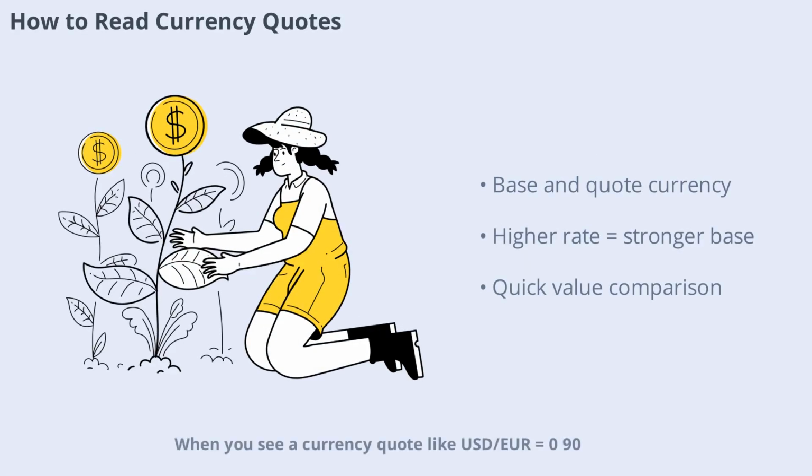If you see a currency quote like USD/EUR equals 0.9, it means 1 US dollar equals 0.9 euros. If the number goes up, the base currency is getting stronger. If it goes down, it's getting weaker. This simple format helps you quickly compare the value of different currencies. Next, we'll look at how these rates are used in real-life situations, from travel to online shopping.